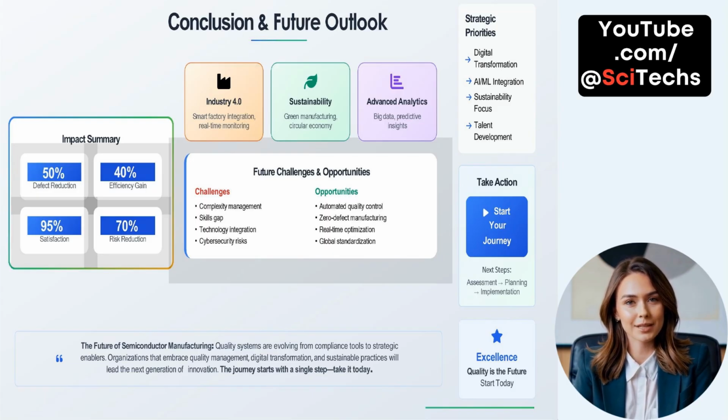However, challenges remain: managing complexity, closing the skills gap, integrating new technologies, and safeguarding against cybersecurity risks. Yet, these challenges also open doors to opportunities such as automated quality control, zero-defect manufacturing, real-time process optimization, and global standardization. Strategic priorities should include digital transformation, AI/ML integration, sustainability, and talent development. The path forward is clear. Start your journey now. Begin with assessment, move into planning, and follow through with full implementation.